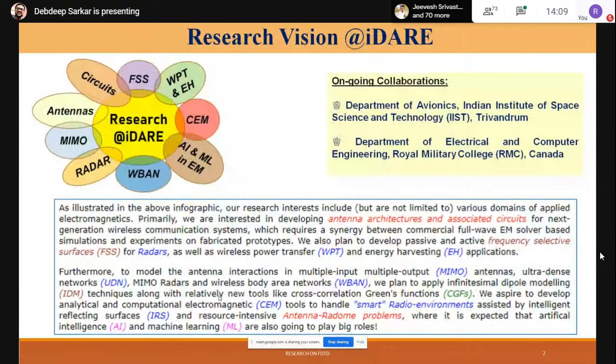Again, coming back to the hard reality, the research vision in our IDEAR lab, as I mentioned and have elaborated here, is that we are trying to span this broad area.